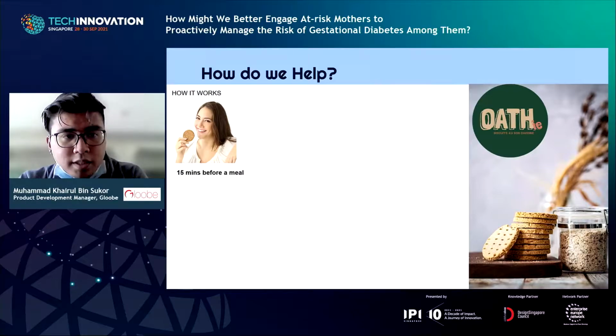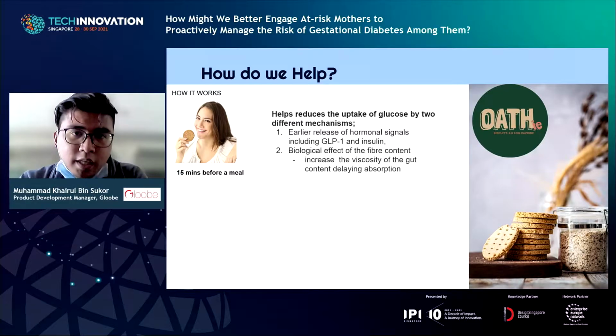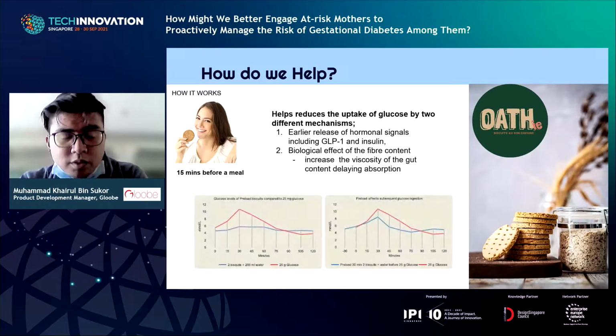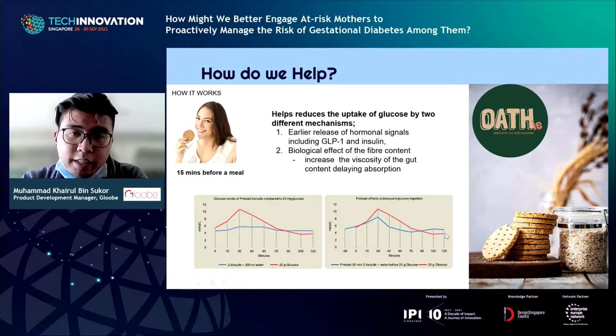How it works is basically eating the biscuit before a meal, and it helps to reduce the uptake of glucose through 2 mechanisms. One is to signal the early release of GLP-1, which stimulates the release of insulin. And secondly, because of the fibers inside, it helps to delay the absorption of nutrients in the body. This was a study done in Sweden before my onboarding to the company. If you eat a biscuit before a meal, the rise of your blood glucose is not so high as compared to just eating a meal. This is how we prevent diabetes naturally.